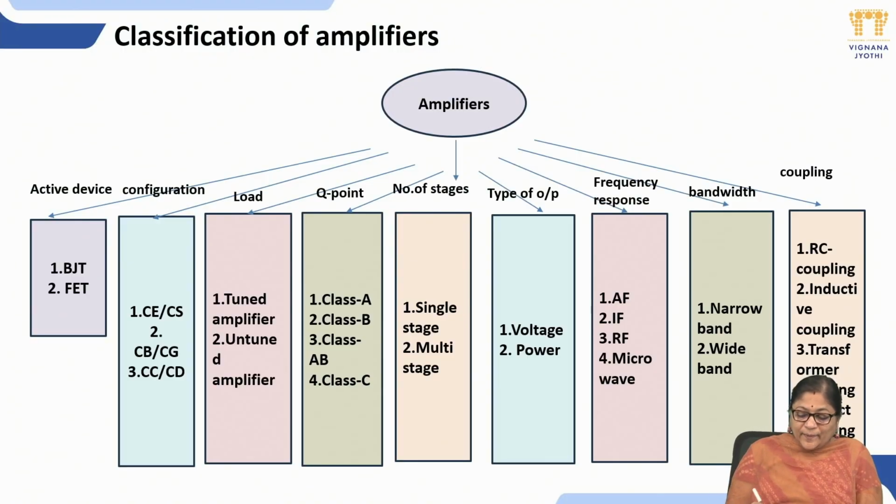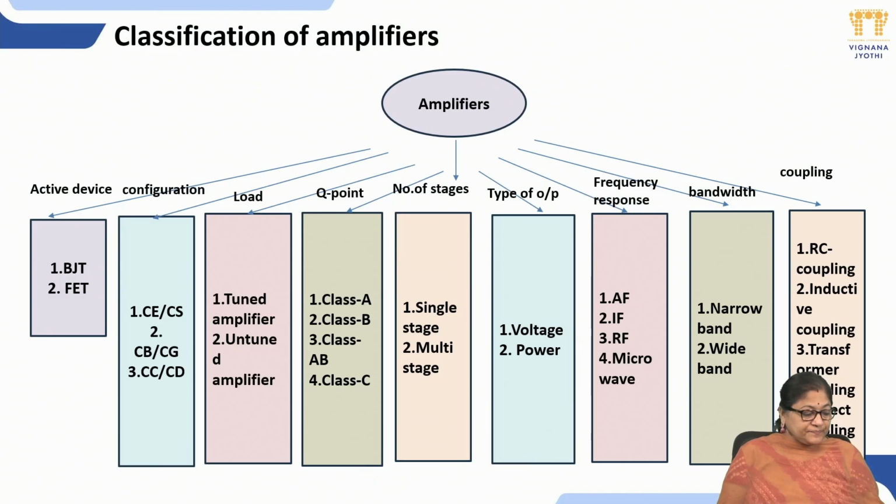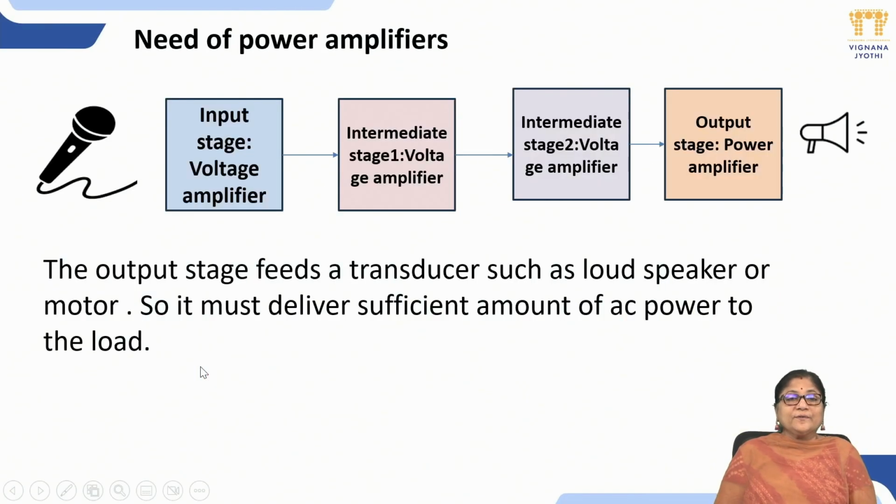And if you take power amplifiers, they come under the type of output, what kind of output we are taking. And as a continuation, these power amplifiers, based on the Q point, are divided into some more classifications. So, this is how the classification of amplifiers goes. Then we will move on to why we need power amplifiers.